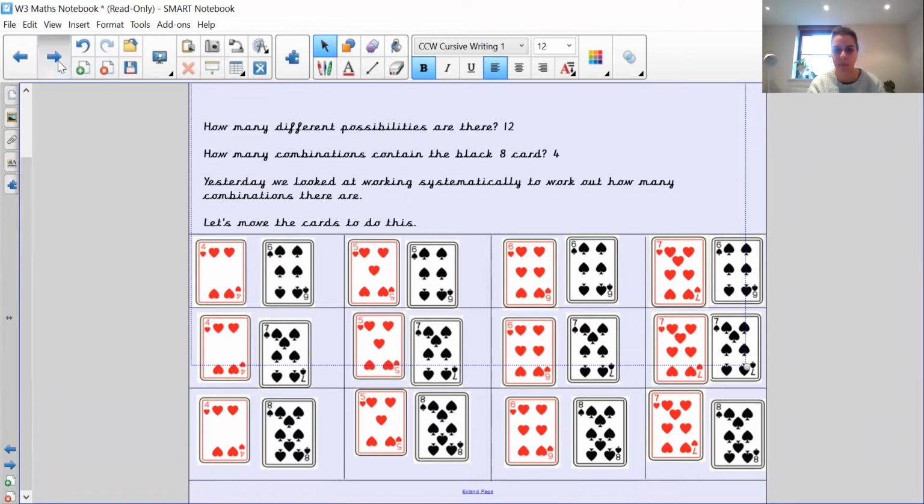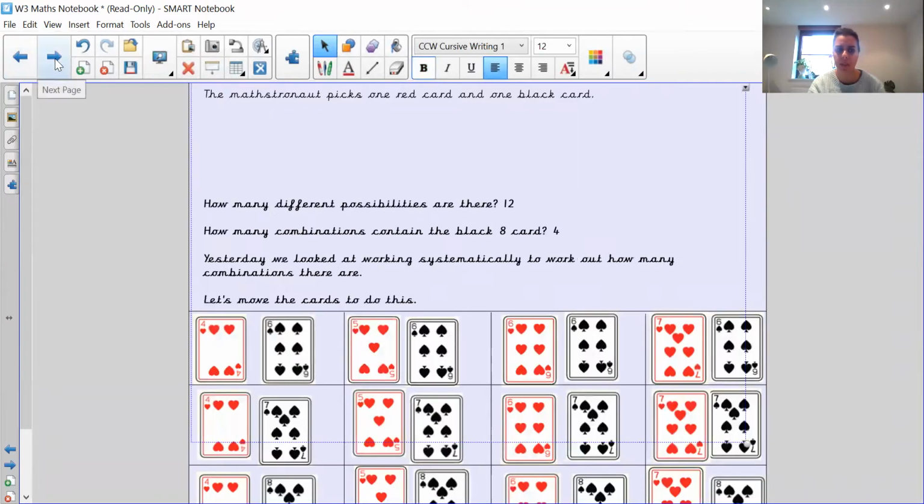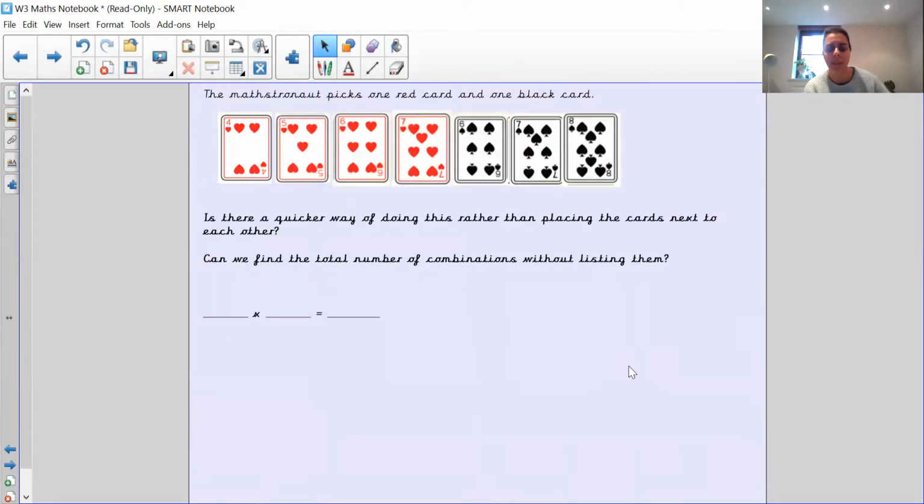Okay, let's carry on. So the Masternodes picks 1 red card and 1 black card. Is there a quicker way of doing it other than the way we just did it? So I just laid them out like this for us. Now it's asking us here, is there a quicker way of doing this rather than placing the cards next to each other? Can we find the total number of combinations without having to write them all out?